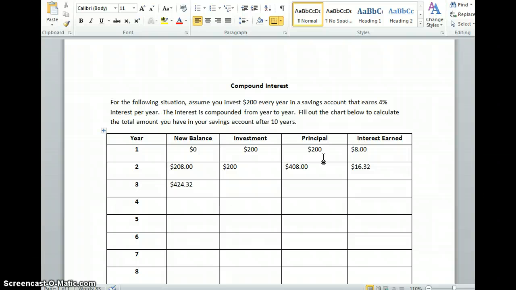I hope that answers any questions about the compound interest activity. Thank you.